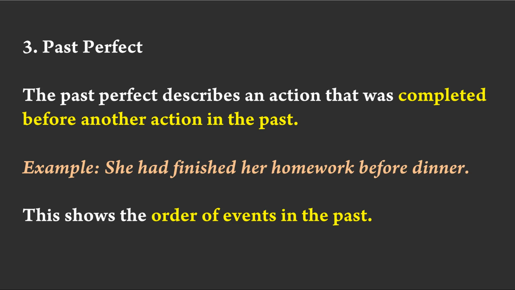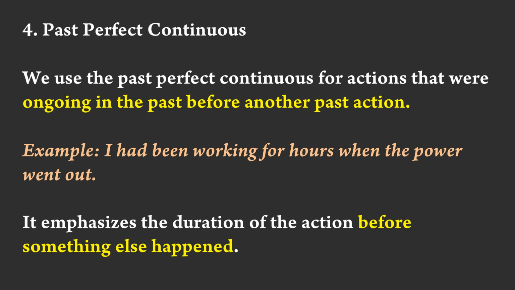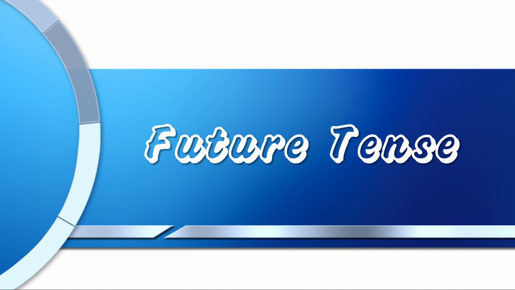3. Past perfect. The past perfect describes an action that was completed before another action in the past. Example: She had finished her homework before dinner. This shows the order of events in the past. 4. Past perfect continuous. We use the past perfect continuous for actions that were ongoing in the past before another past action. Example: I had been working for hours when the power went out. It emphasizes the duration of the action before something else happened.